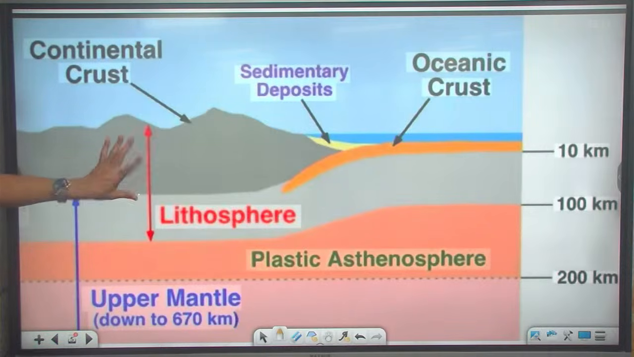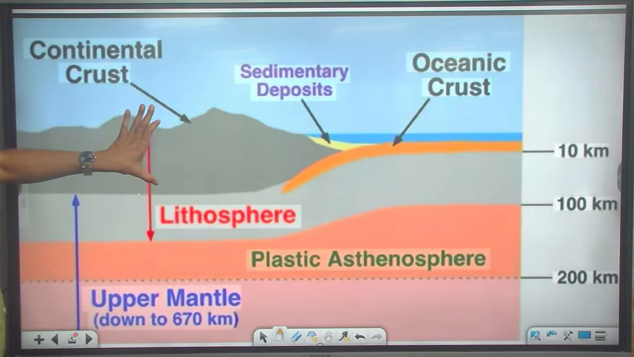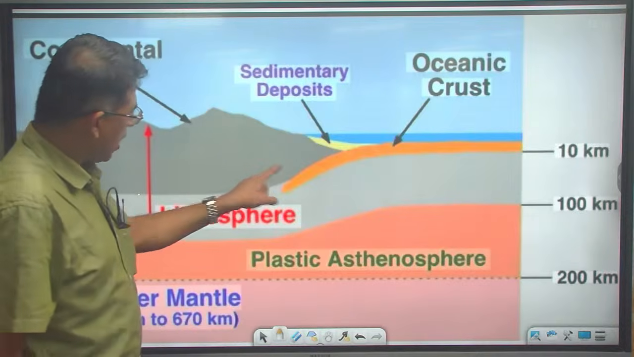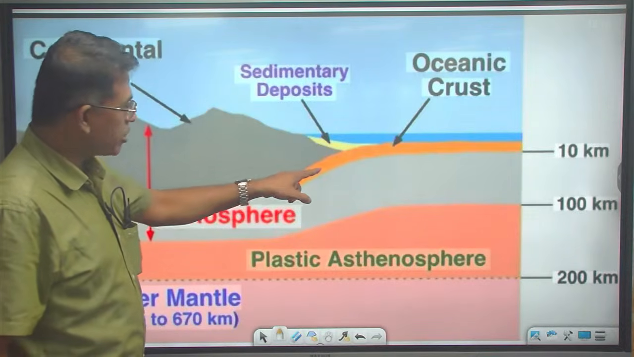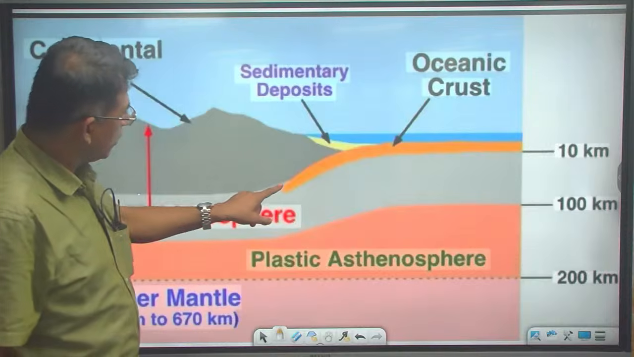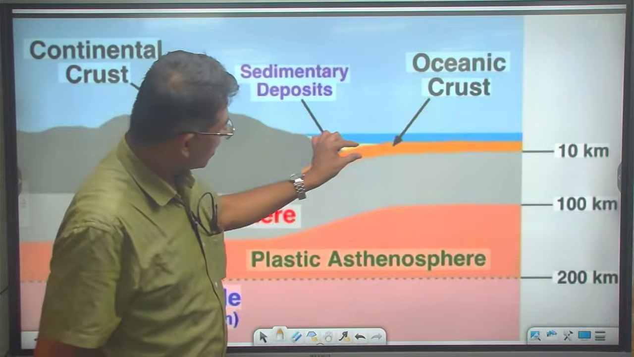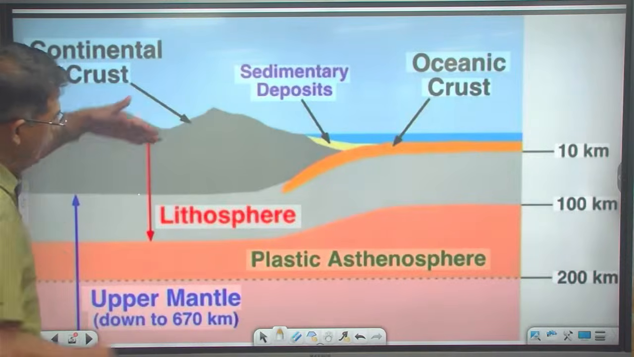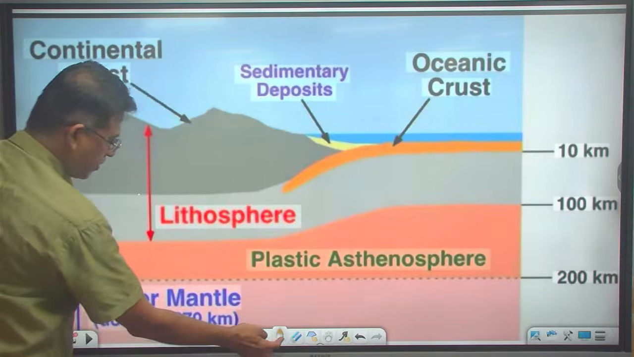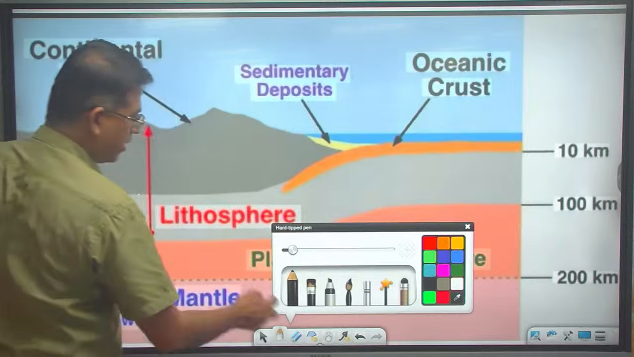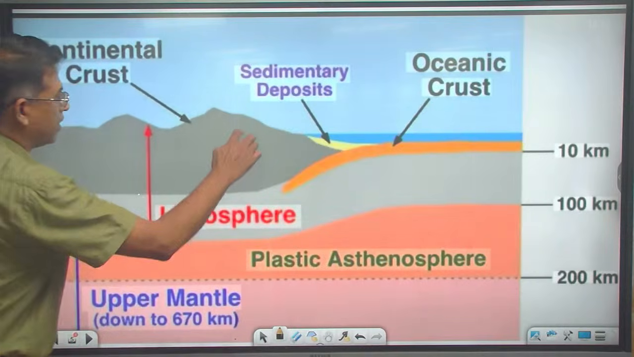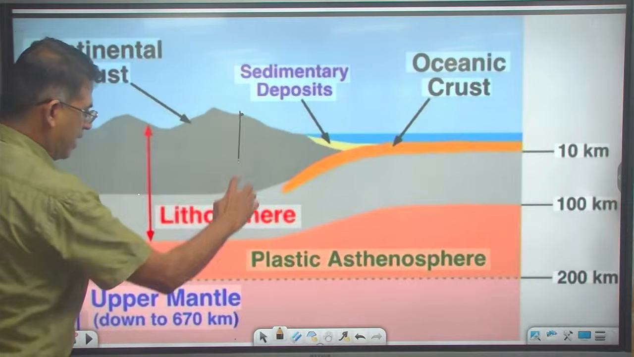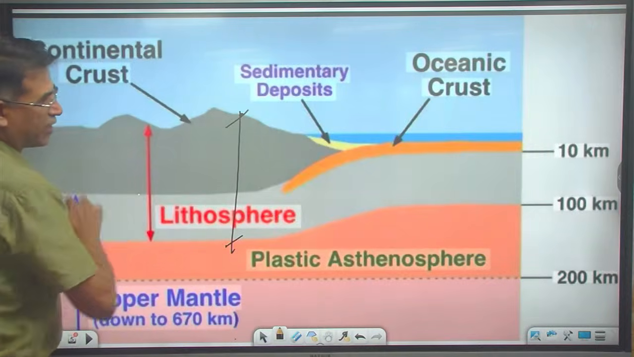You can see the continents are thicker. Okay, and the oceans are both different in color. This is orangish and this is the grayish. So the oceans are different. Oceans are thinner. Below this there is one more layer of upper mantle, and the whole thing is called the lithosphere. Yes. So from here to here is the lithosphere.